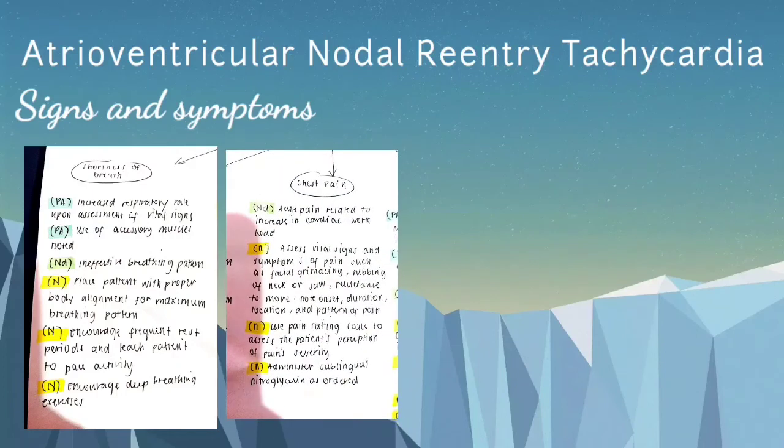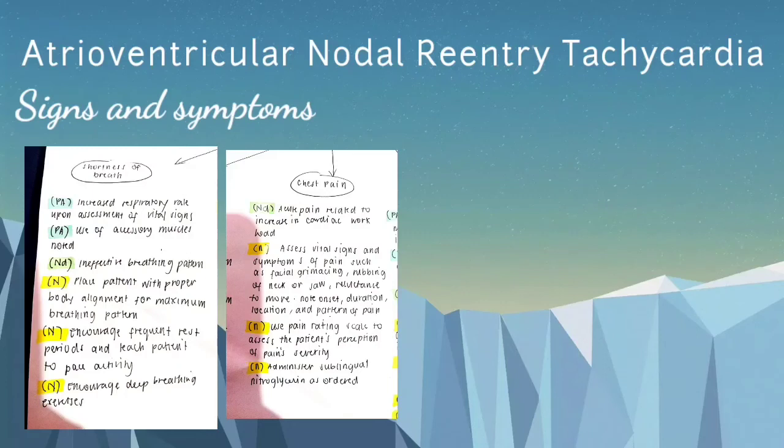For chest pain, nursing diagnosis is acute pain related to increase in cardiac workload. Nursing management includes assess vital signs and symptoms of pain such as facial grimacing, rubbing of neck or jaw, reluctance to move, note onset, duration, location, and pattern of pain. Another is to use pain rating scale to assess the patient's perception of pain severity and to administer sublingual nitroglycerin as ordered.